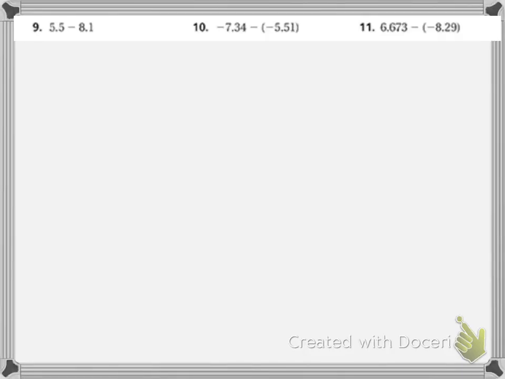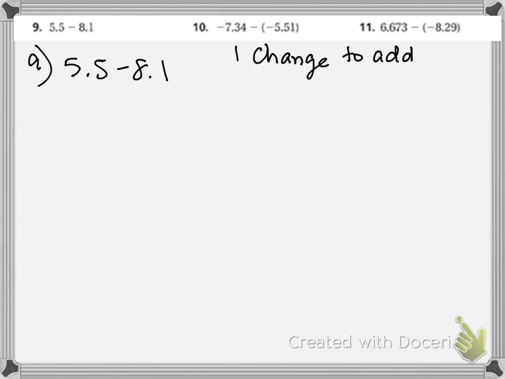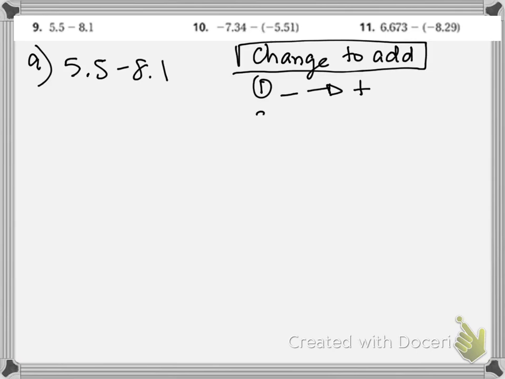Okay, number 9, we are subtracting 5.5 minus 8.1. So here's what we want to do first. We want to change this to addition. And we do that by changing our subtraction to addition, and then we change the second number to the opposite. So let's do that.